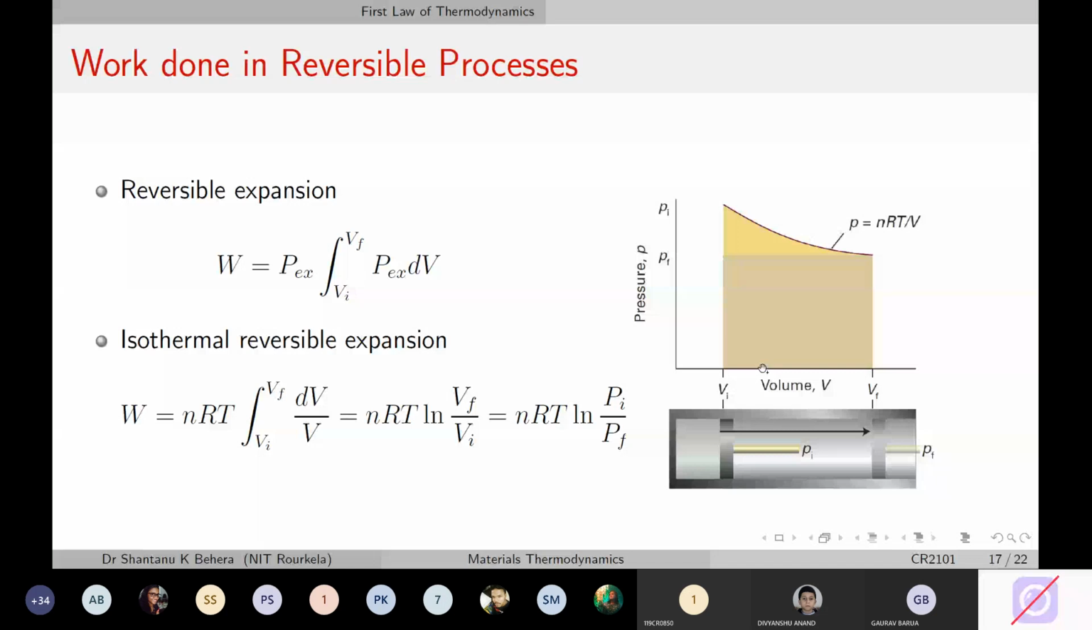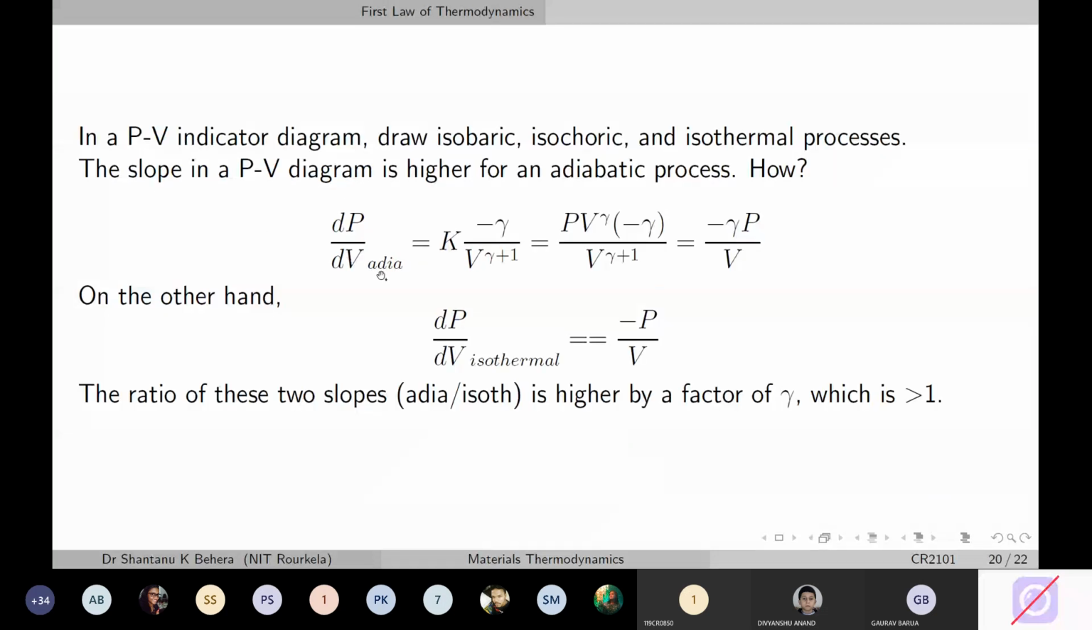If you talk about the dp by dv in an adiabatic process, then you end up with the term minus gamma p by v. On the other hand, if you talk about the dp by dv to find the slope in an isothermal process, that's simply minus p by v. So this is what we're seeing here.